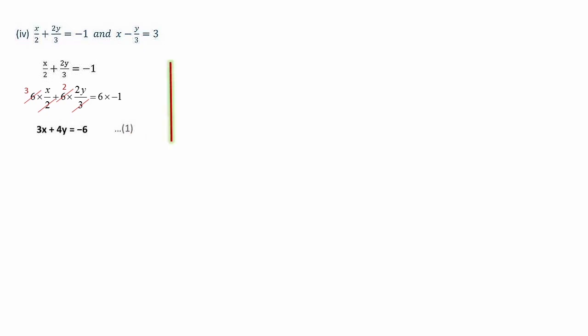Then we go to the given second equation, that is x minus y by 3 is equal to 3. Here also the denominator 3 is there, so just multiply it throughout. 3 into x minus 3 into y by 3 equal to 3 into 3. Here also 3 and 3 we can cancel. We get 3x minus y is equal to 9, equation number 2. Now both the equations are in standard form.